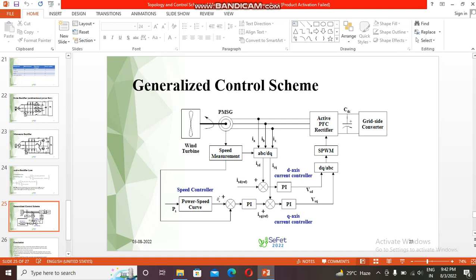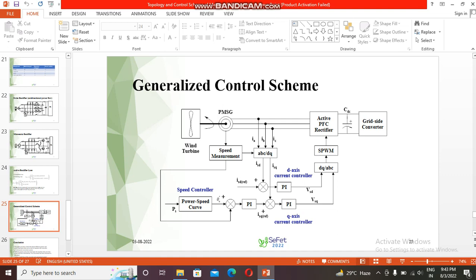Apart from topology, coming to the generalized block diagram, this is the generalized control scheme of the active rectifier, where we have an ABC to DQ transformation. The ABC to DQ transformation output is provided to 2 different current controllers, one is the D axis current controller and the second one is the Q axis current controller, and then it is converted from DQ to ABC, and SPWM modulation is provided. The power and speed controller is also provided.